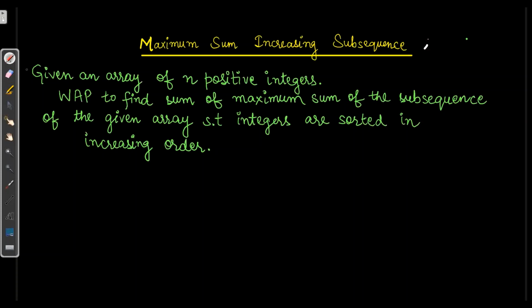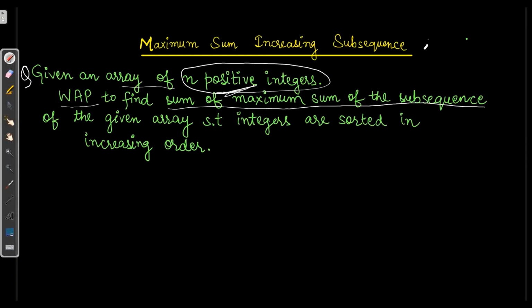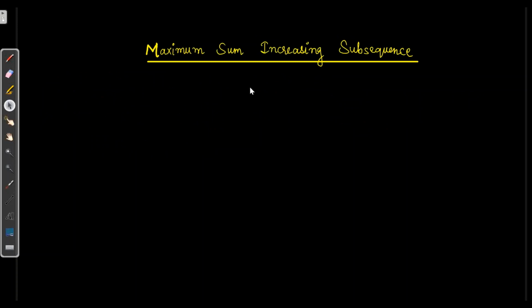Though we have discussed the longest increasing subsequence, after that we'll be going for this maximum sum increasing subsequence. So the question is: given an array of n positive integers, just positive integers, write a program to find the maximum sum of a subsequence of the given array such that the integers are sorted in increasing order. Fine enough. Let's understand the problem word by word.